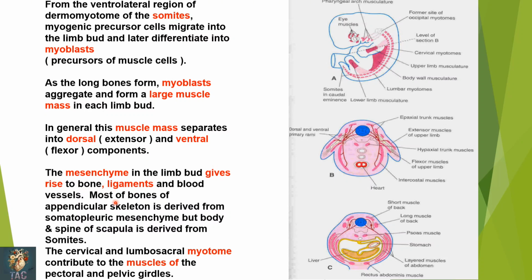Most of the bones of the appendicular skeleton are derived from somatopleuric mesenchyme, but the body and spine of the scapula are derived from somite. This is again your MCQ as well: in the appendicular skeleton, somatopleuric mesenchyme will form all of the bone except the spine of the scapula and its body, which will form from the somite. The cervical and lumbosacral myotomes contribute to muscles of the pelvic and pectoral girdles.